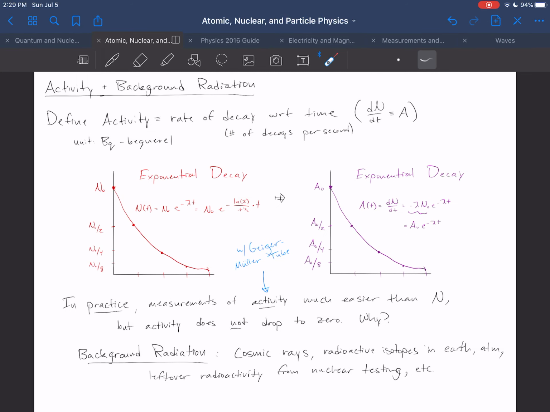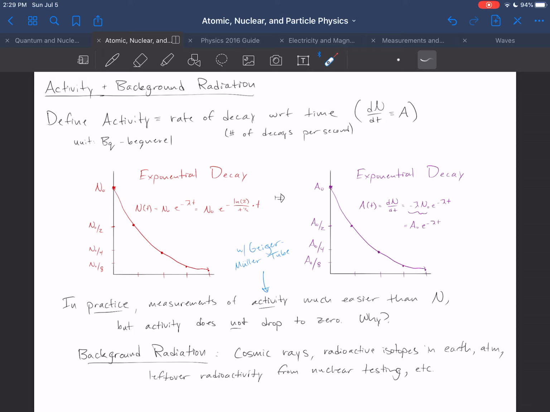So now what we're going to do is discuss this concept of activity, where activity is a formal physical term defined as the rate of decay with respect to time. So how fast are the nuclides decaying? Another way of writing that is that A is simply dN/dt. So if you differentiate N(t), you get the activity. Another way of thinking about it is that activity is simply the number of decays per second.